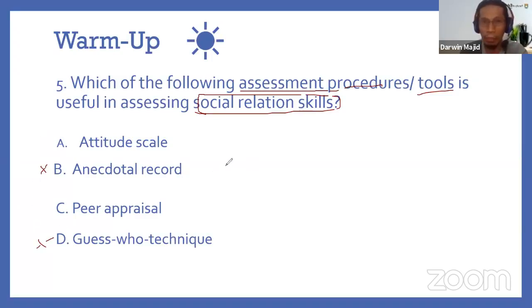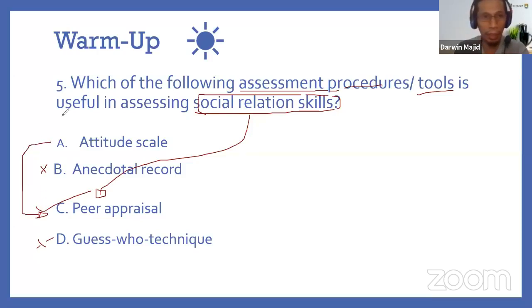Sino po sa kanila ang mas matimbang? Attitude. Peer appraisal. Letter C po, peer appraisal, sir. Yes, peer appraisal. Why? Because social, peer, social relation skill. Hindi pwede si letter A, may attitude siya. Bakit po hindi yung attitude? Kasi yung attitude is somehow part of the peer appraisal na rin. Because that is a skill. Attitude is needed in making a peer appraisal. Personal. Okay? That is a skill. Bawal ang may attitude.